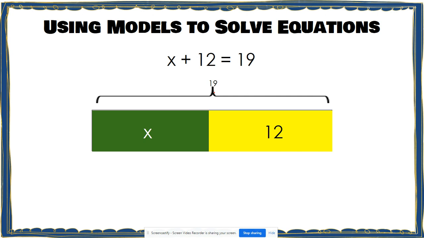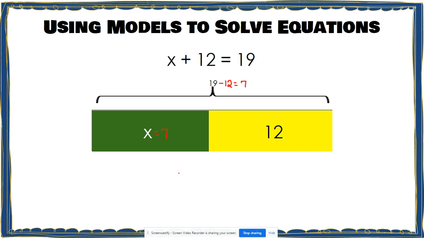Now to solve this, I need to look at what I have. I notice that I am adding x to 12, and I notice that this whole thing gives me 19. Well, I need to figure out what x equals. To figure out what x equals, I need to get rid of my 12. So what I can do is subtract 12 from 19 to show me what I'm left with for x. Well, if I subtract 12 from 19, I get 7. So that means that x equals 7.